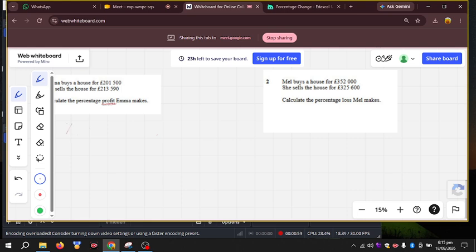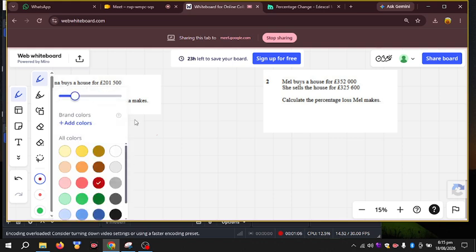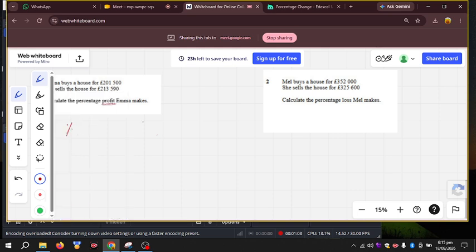Remember, the formula to find out the percentage increase is increase in value upon original value times 100.